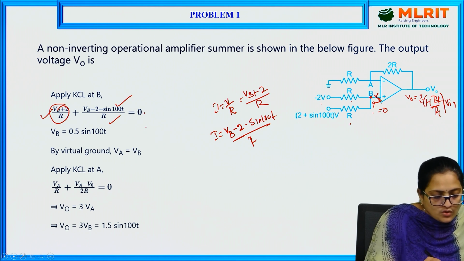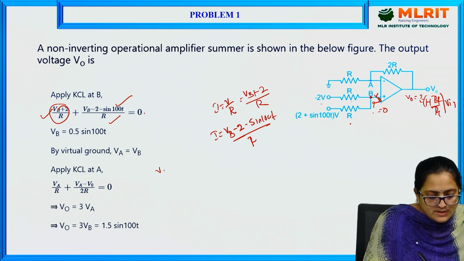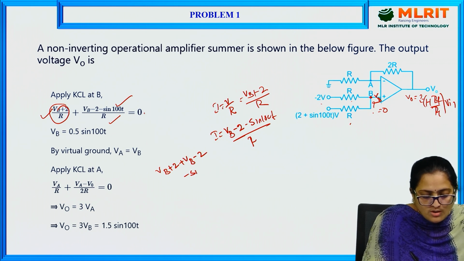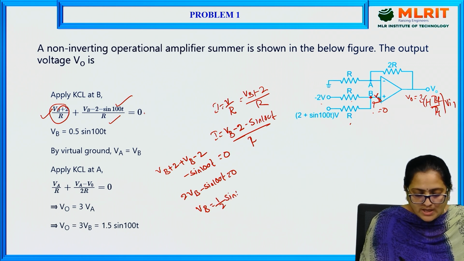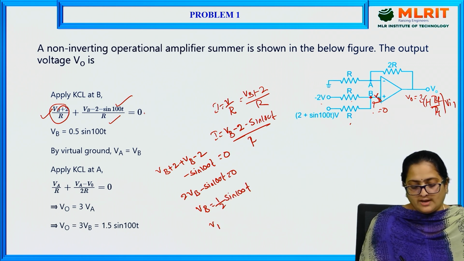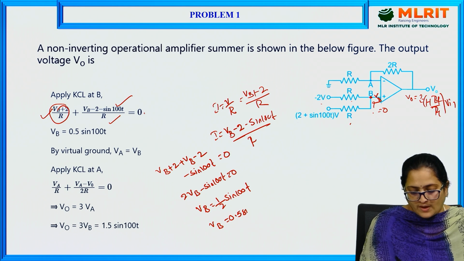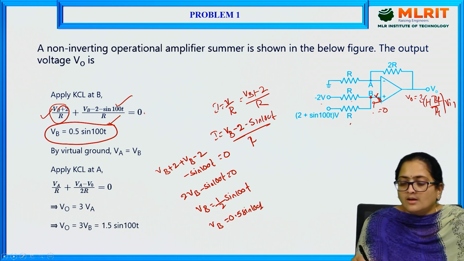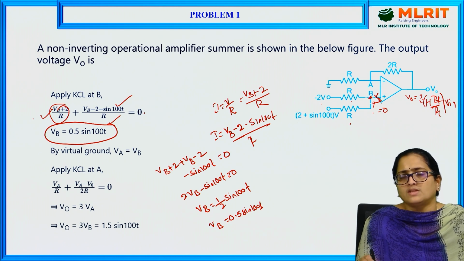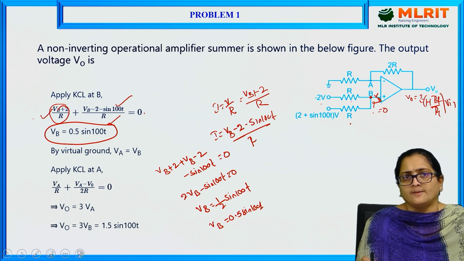So if you solve this expression, that is VB plus 2 plus VB minus 2 minus sine 100t is equals to 0. 2VB minus sine 100t is equals to 0. So VB is equals to 1 by 2 sine 100t. So you can write VB is equals to 0.5 sine 100t.